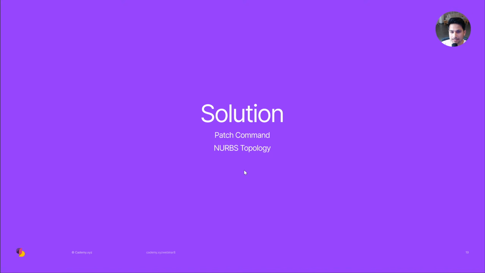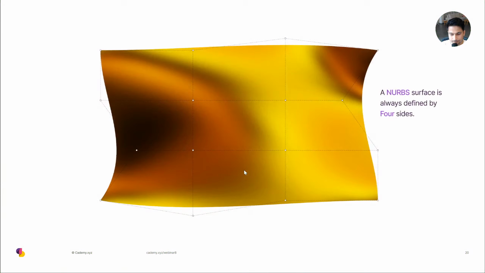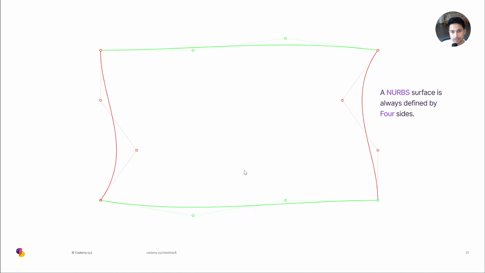Before I explain that, let me quickly recap what the NURBS topology of a surface is. Okay, so a NURBS surface is always defined by 4 boundaries. You can see here the 2 green curves, the boundaries in the U direction, and the 2 red curves, the boundaries in the V direction.